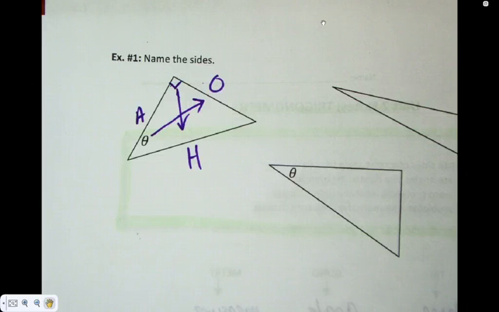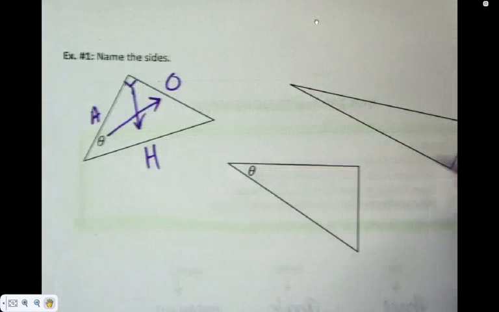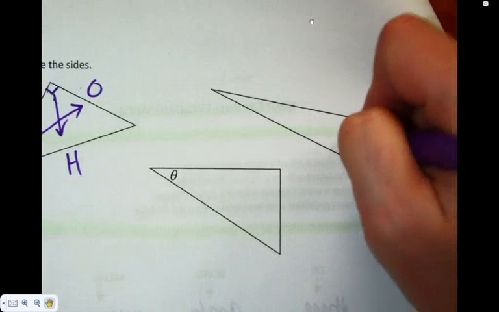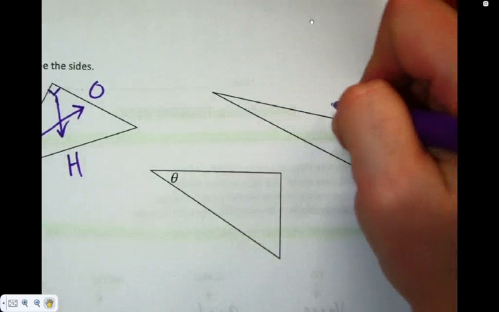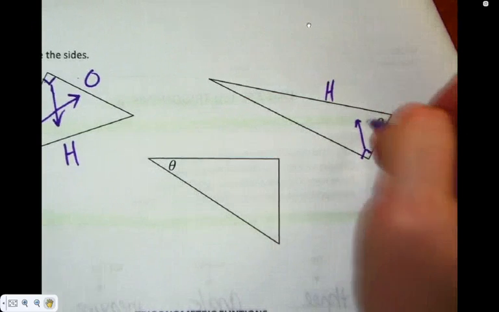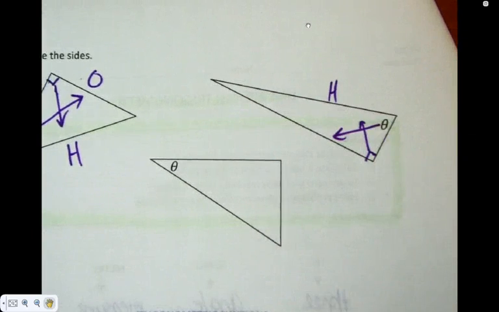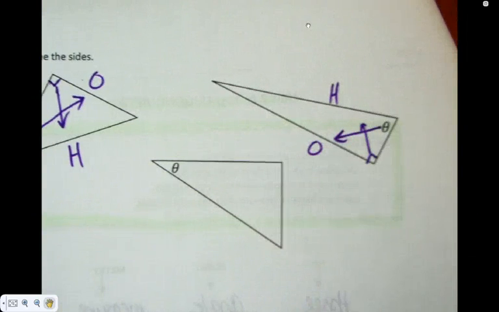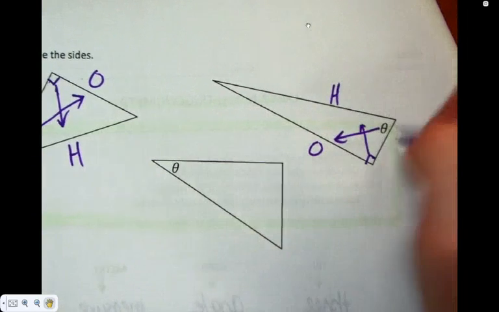Opposite the right angle is hypotenuse, opposite the angle is opposite, and the other side, the one that forms theta, is called adjacent. Okay, so there's our right angle in the second one. Come directly opposite, we call that H. Find theta, come directly opposite, we call that O. And the one that's left? A.